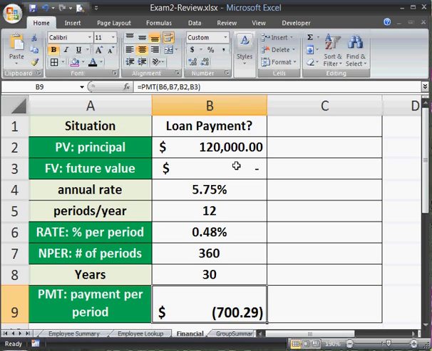And notice it's in parentheses. In accounting format, that means negative value, because it's negative cash flow, money coming out of my pocket, going to the bank. That's how you use payment to figure out how much your loan payment will be each month.